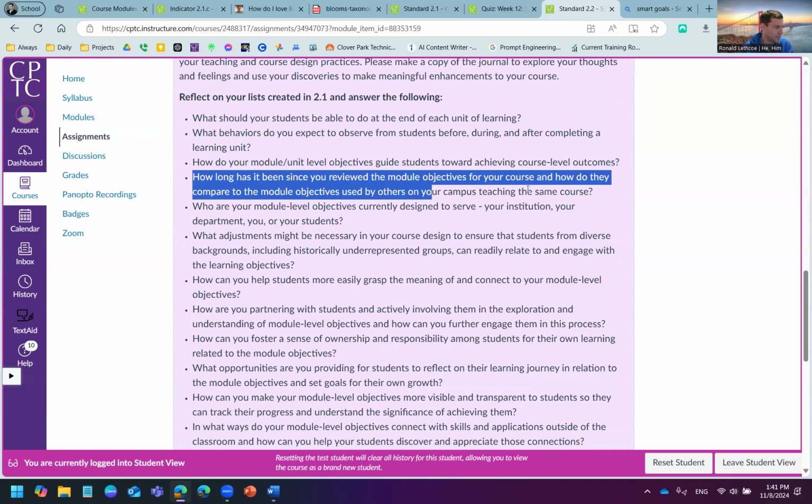Let's go to this question. This one is a little less specific to an objective, but how long has it been since you reviewed the module objectives for your course? This relates to that story I was talking about earlier. If that instructor hasn't looked at their module objectives for a while, they might not even realize that it says they're going to be using a material in the course that they aren't going to be using.